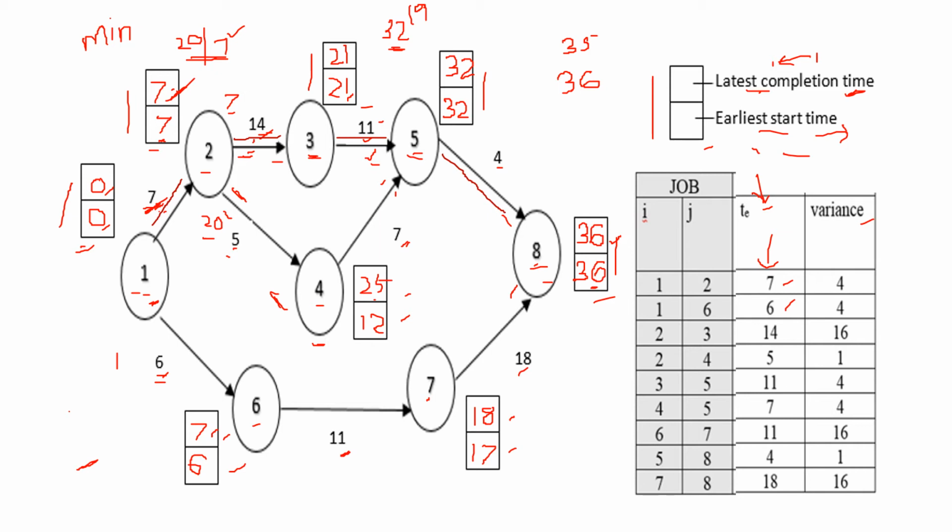Okay, that is for node 1, 0, 0, for node 2 it is 7, 7, node 3, 21, 21, node 5, 32, 32, and node 8, 36, 36. So this is the path 1, 2, 3, 5 and 8. So this is the critical path.